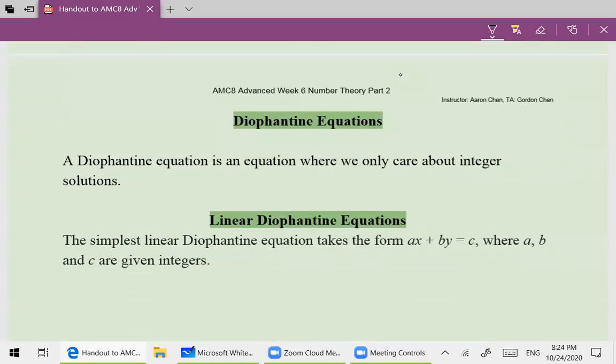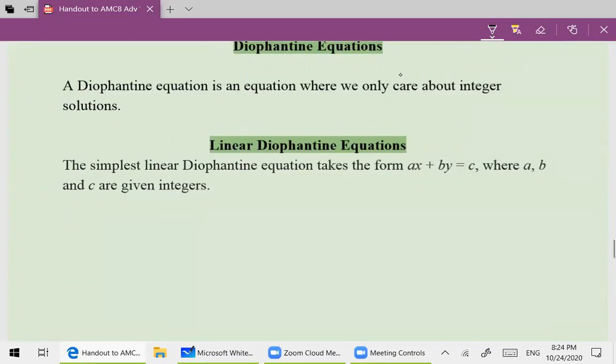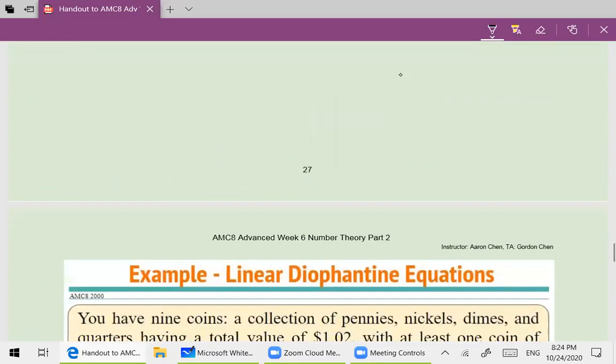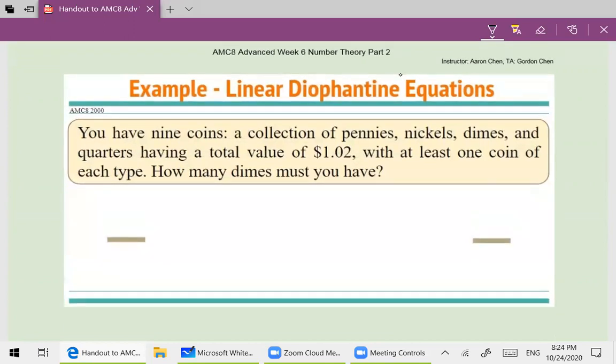Now, onto Diophantine equations. In these equations, we don't care about most solutions, we just care about the integer solutions. So the very simplest form of a Diophantine equation is linear, and is basically ax plus by equals c, where a, b, and c are given. And here's an example of a set of linear Diophantine equations.